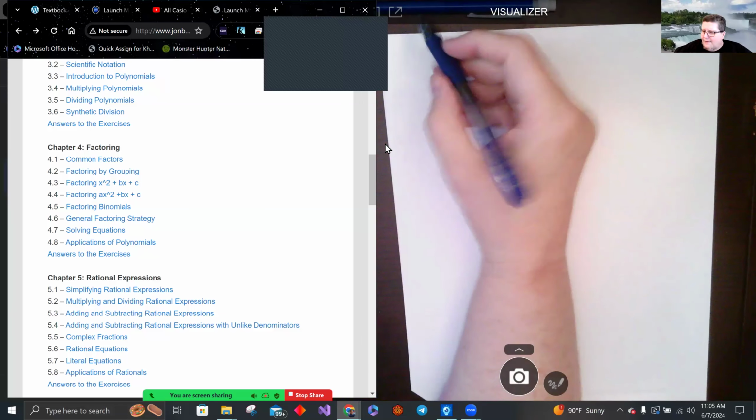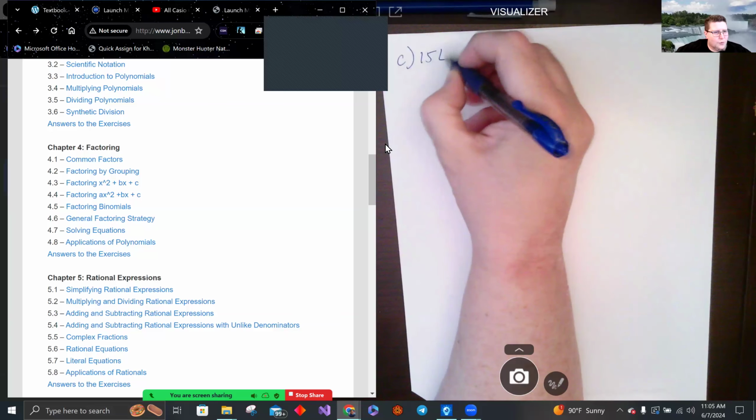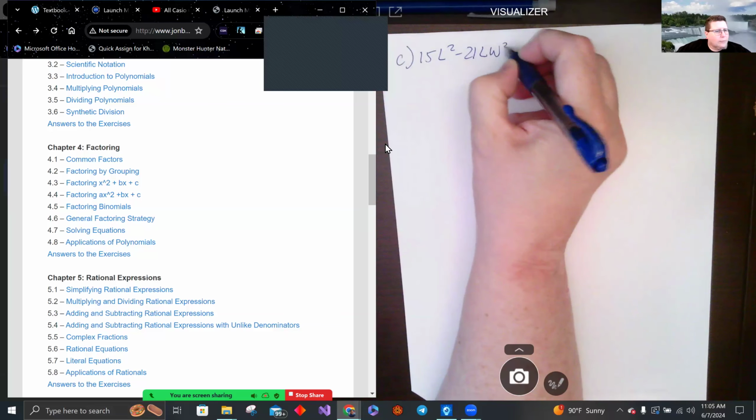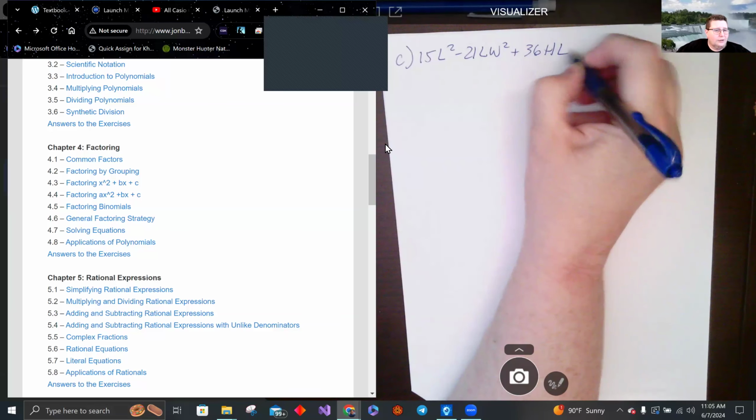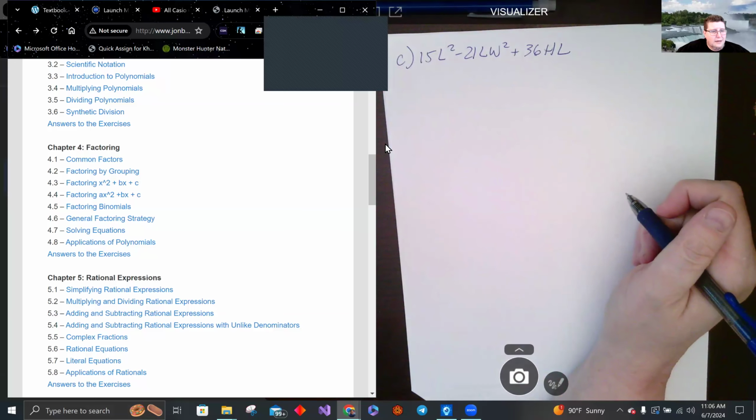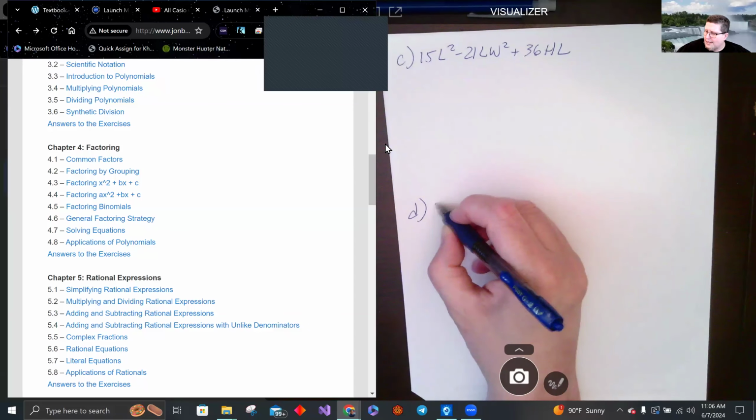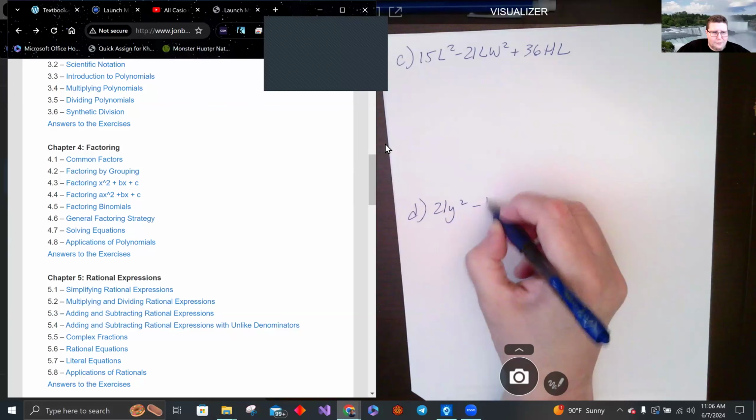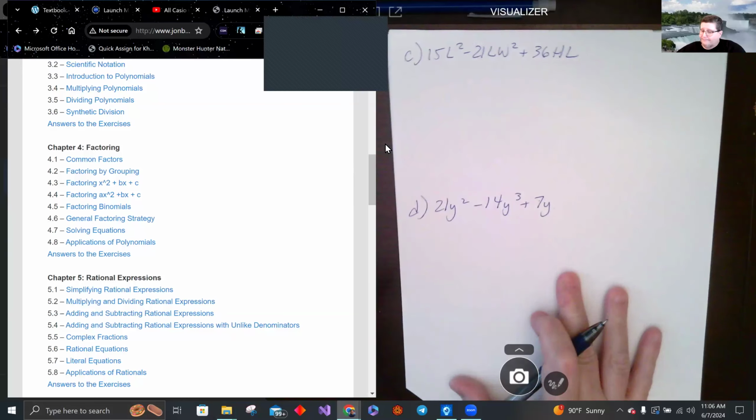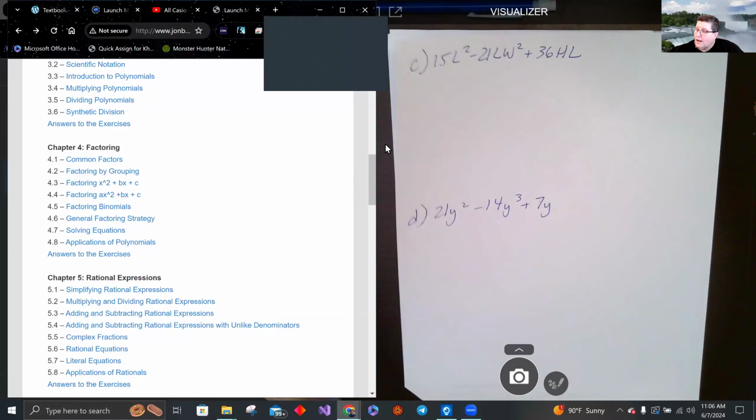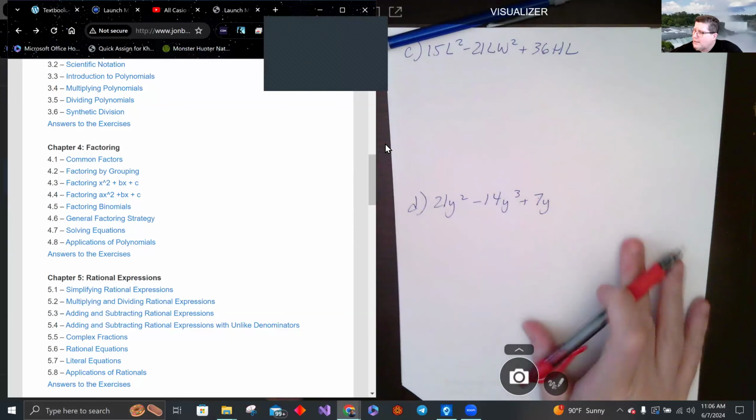We have C. I'm going to work on 15L squared minus 21LW squared plus 36LH, or HL. I'll put 2 of them up right now for you to do. Then we'll factor them together after you give them a try. 21y squared minus 14y cubed plus 7y. I'll assume you gave it a try. Let's get started.